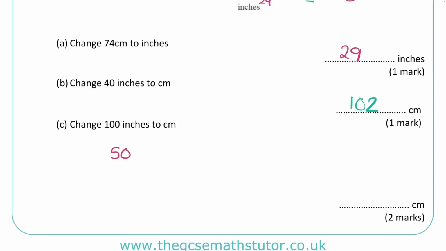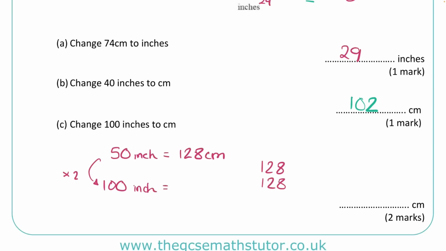So if 50 inches is equal to 128 centimetres, then we would times this by 2, and our 100 inches would be double the 128, which we could just do in column addition. 8 and 8 is 16, 5 and 2... 256 centimetres as our final answer.